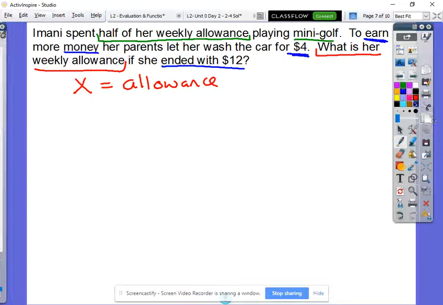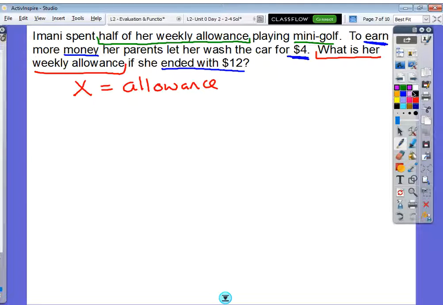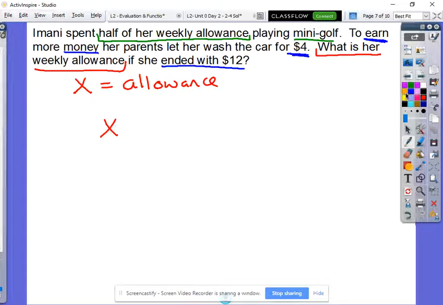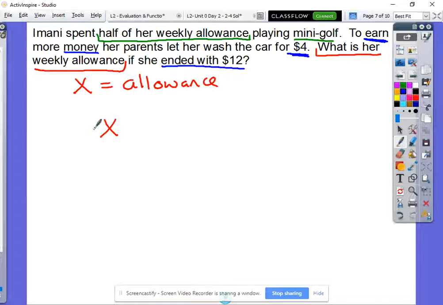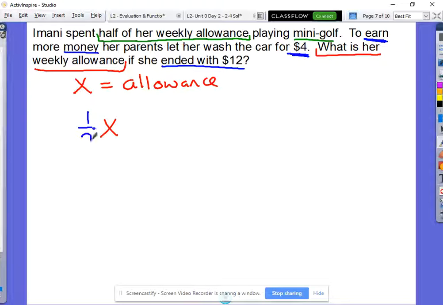So here's what we're going to do. We know that her weekly allowance, we're using x to represent that. Now we're spending half of it. Half of it means you're going to literally multiply it by 1/2 because you're spending half of it. So half of it is disappearing.